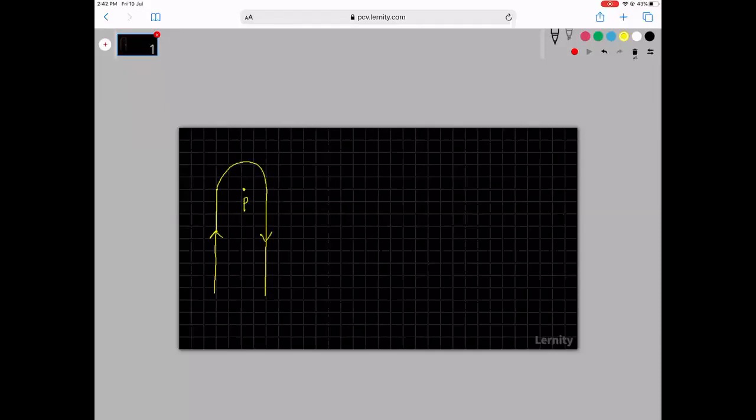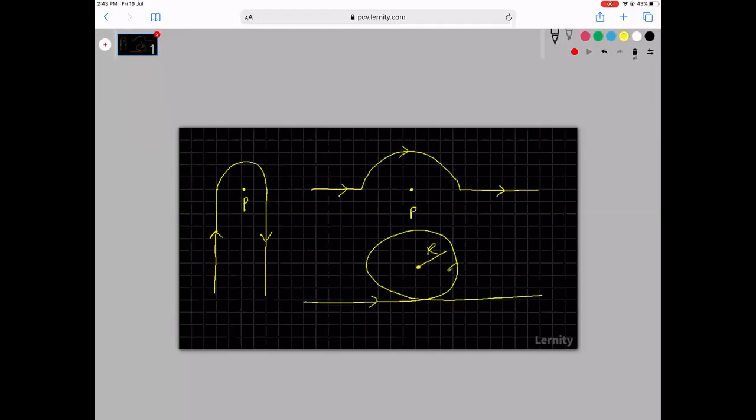First one. Second one was here. Third one.